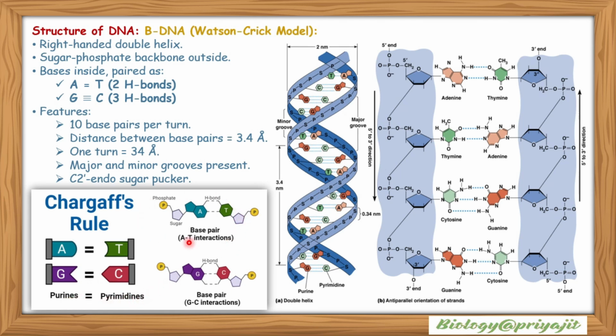So AT base pairs are found, and there is the GC base pair, GC interaction. There are triple hydrogen bonds and there are double hydrogen bonds. So you can find here the formation of the hydrogen bonds between adenine and thymine and guanine and cytosine. How they make the bonds, you have to follow through the structures.